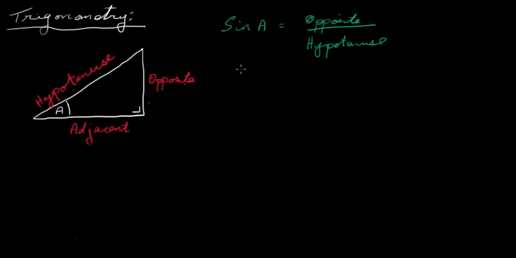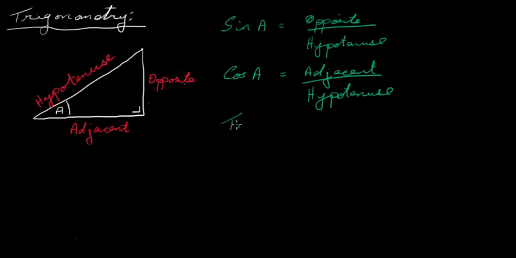The next one is called the cosine, and we usually reduce it to cos, C-O-S. That's simply the adjacent divided by the hypotenuse. So if you take this side here, whatever length it is, divided by this length here, that's simply defined as the cosine of A, or the cos of A.